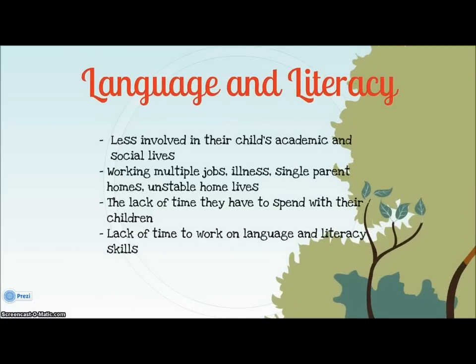Language and literacy. A child's language and literacy is strongly affected by their family's socioeconomic status. Studies show that parents from low SES families are less involved in their children's academic and social lives. Some factors affecting their involvement are working multiple jobs, illness, single-parent homes, and unstable home environment. The support and involvement of parents and guardians strongly affect the academic achievement of children as they progress through elementary school.